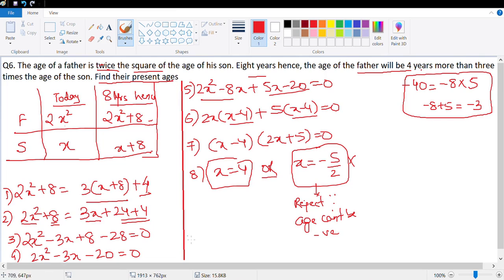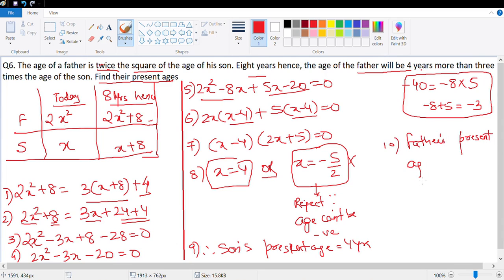Let's figure out what they want. Find their present ages. So therefore son's present age is equal to 4 years and father's present age is equal to 2x square, which is 2 into 4 square, that's 2 into 16, which is 32 years. So the father is 32 years old and the son is 4 years old.